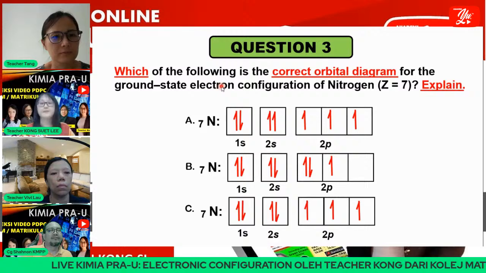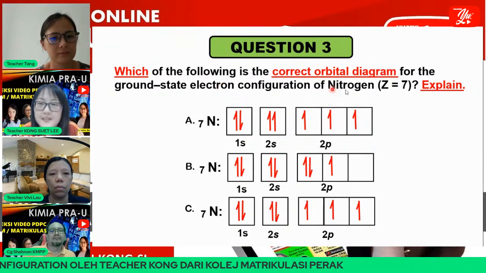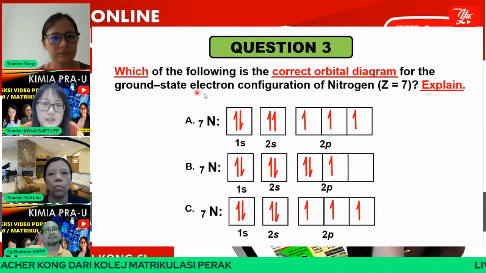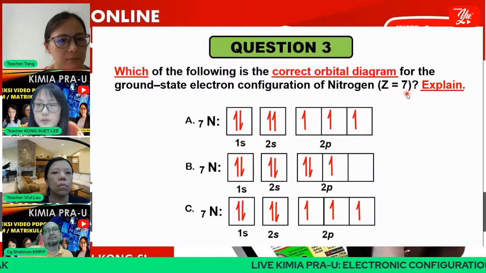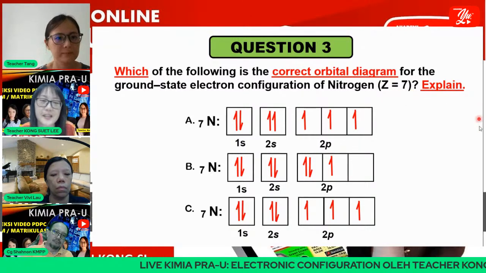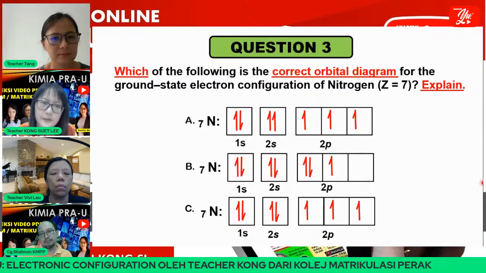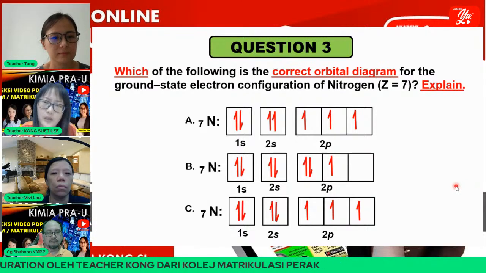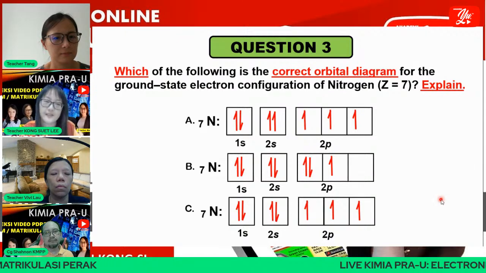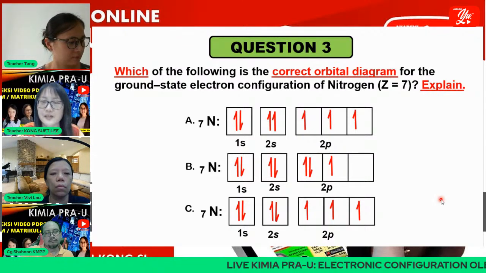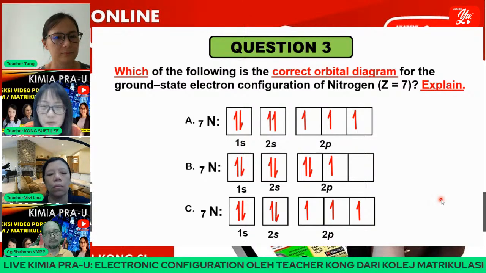Question number 3. Which of the following is the correct orbital diagram for the ground state electron configuration of nitrogen, where Z, the proton number, equals 7, and you have to explain. So this is similar to question 2, but just the proton number is different. How are you going to assign the electrons for the nitrogen atom? A, B, C. Let's try this one. Just now it was 4 protons, right now it becomes 7 protons, meaning 7 electrons. So I give you 30 seconds.